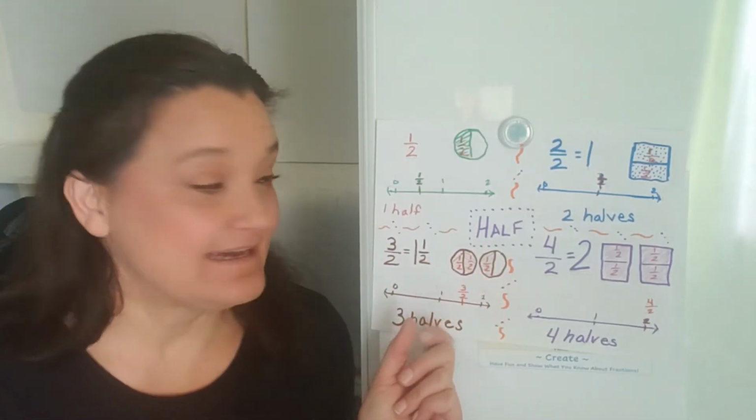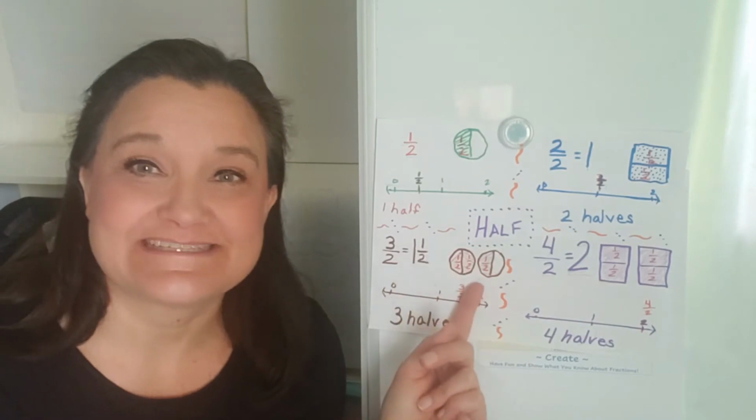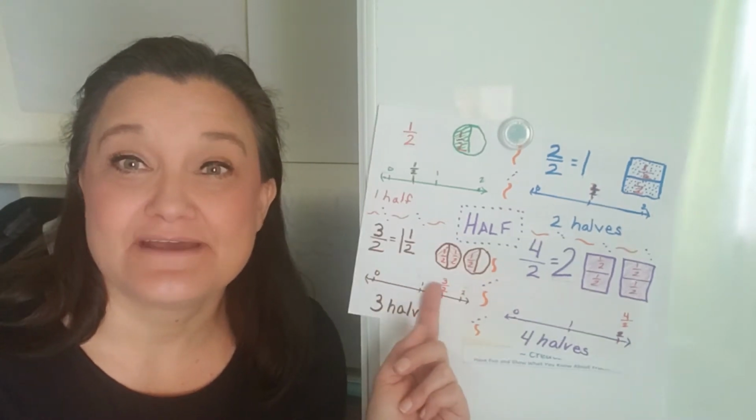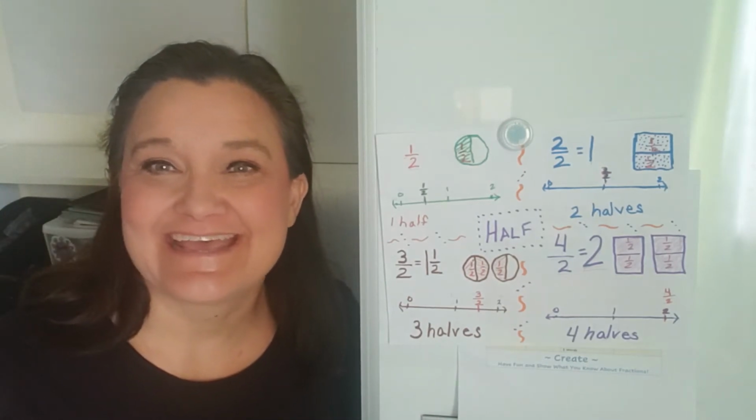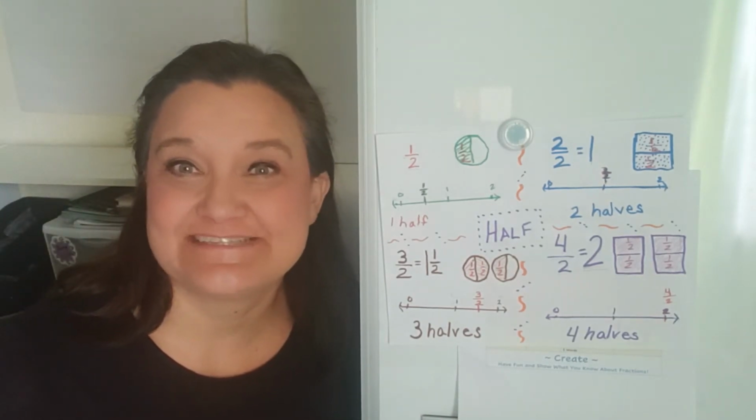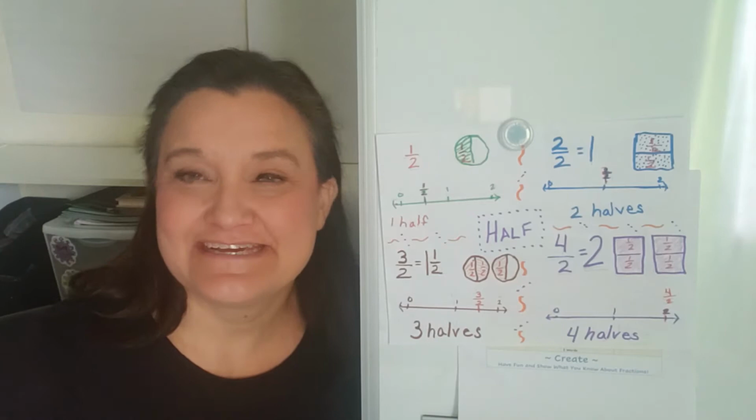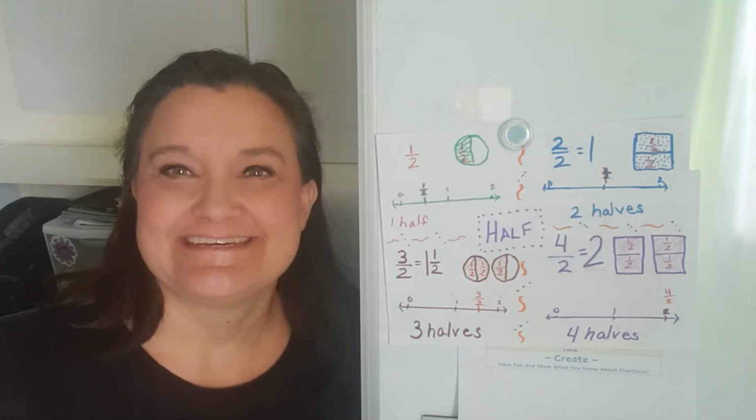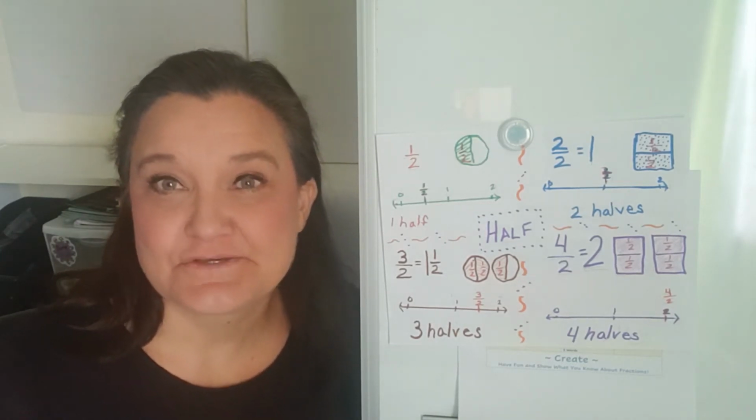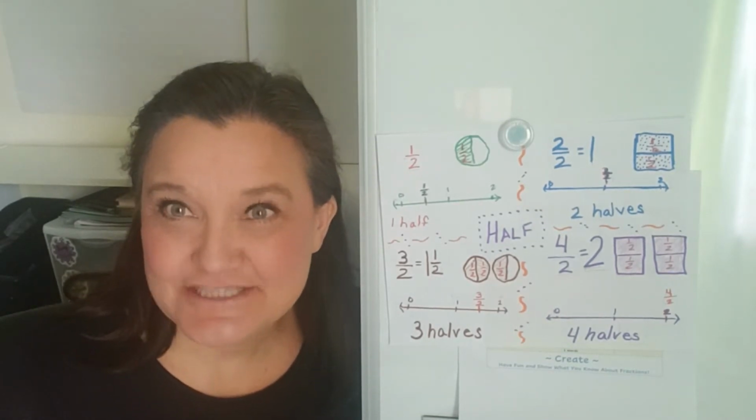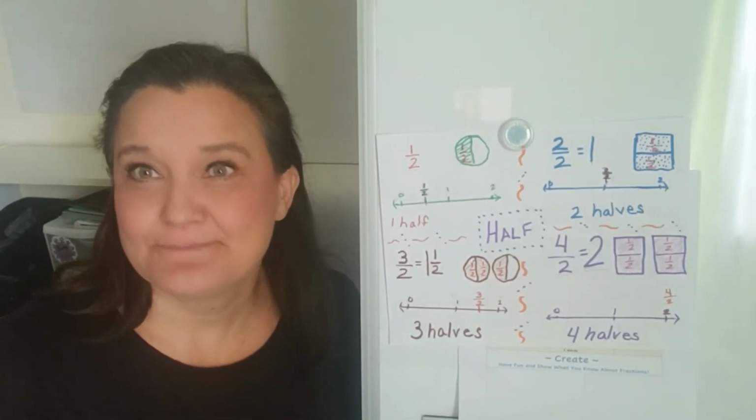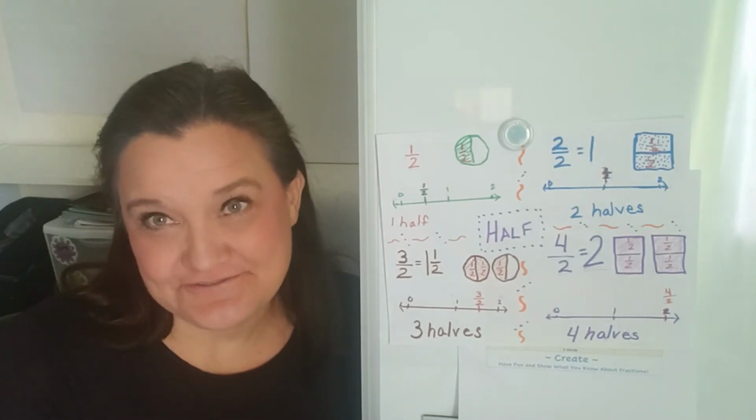So 3 halves I found was equivalent to 1 and 1/2. So I wrote the equivalents up here. I also did a number line and the words. Then I did 4 halves. I found out it's equal to 2, and I did a number line and words. So you need to do that for the halves page, the thirds page, the fourths page, and then the page you choose for fractions.